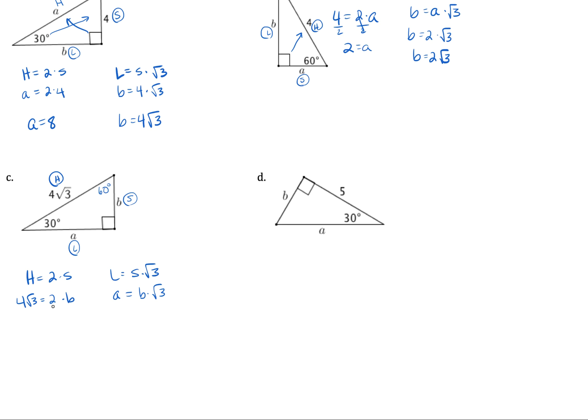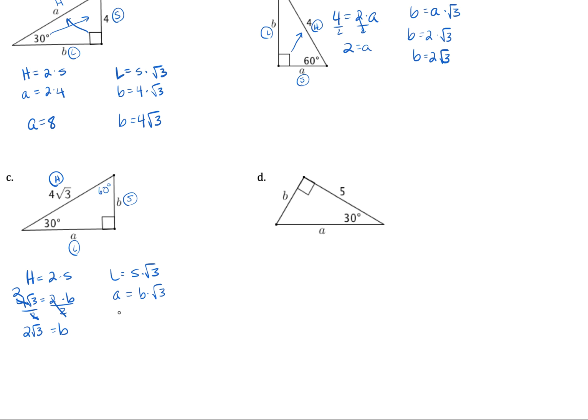Now, if 2 times B is going to be 4 root 3, then if I divide both sides by 2, that's going to isolate my B. 4 root 3 divided by 2, I can cancel out the 2 on the bottom and divide the 4 by 2 and turn it into 2 root 3 on top. So 2 square root 3 is my value of B.